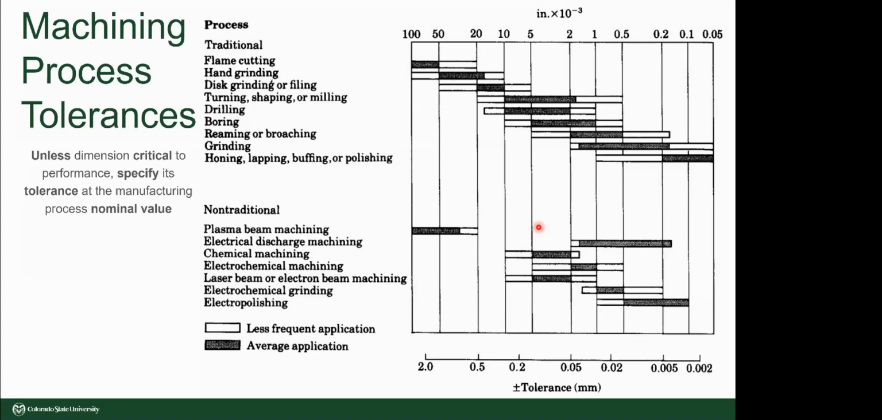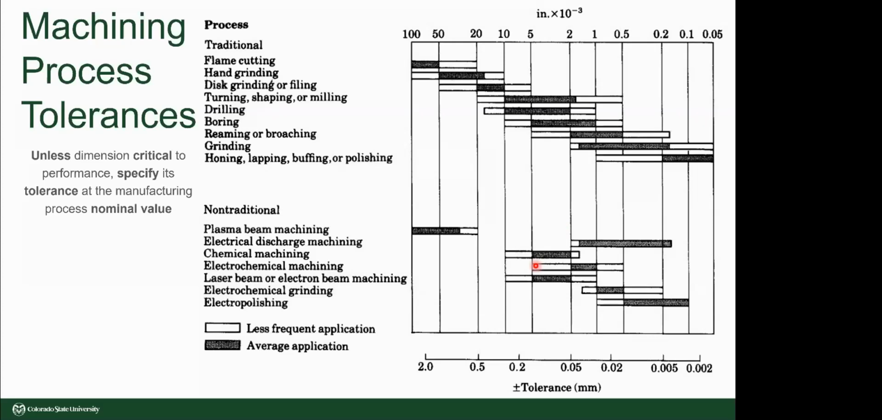If a particular feature is not critical to the performance and functionality of the part, then you should always specify that tolerance for that feature at something that's easily achievable for the machine that's being used. So for example, if you're making a base plate for a TV stand, the tolerance on that base plate is really not important to the functionality of the TV stand. You know, plus or minus 10 thou is not going to make the difference versus plus or minus 5 thou.